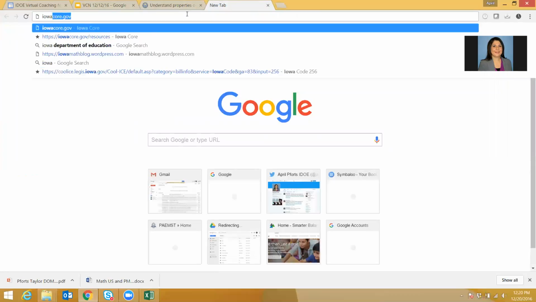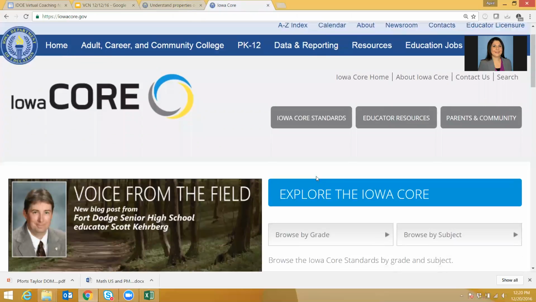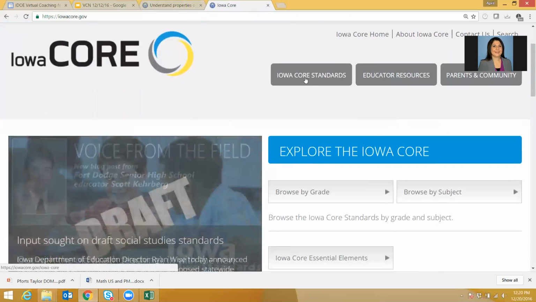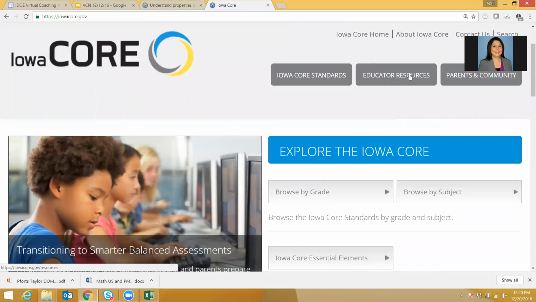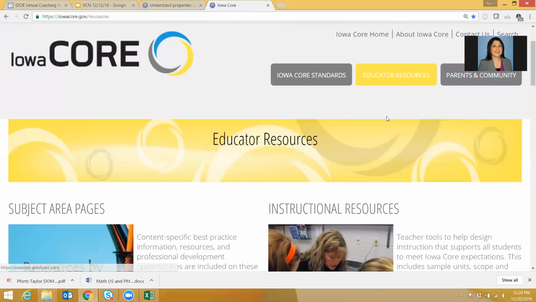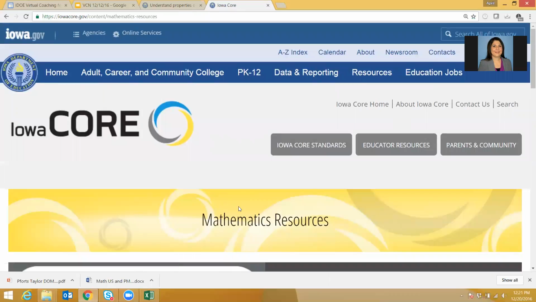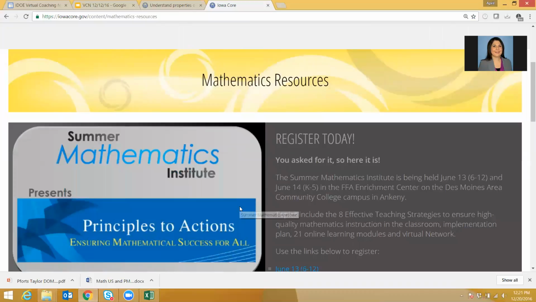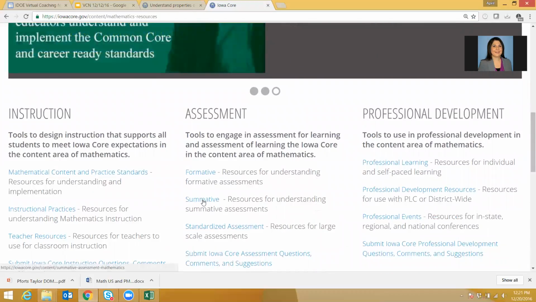And so what I'm going to do is I'm going to go back to the Iowa Core website and show you how to get to this information. So to get to those standards, I went to the Iowa Core Standards. And now to get to the resources, I'm going to go to the Educator Resources. Under the Educator Resources, you'll see that this opens up and we have mathematics. And I'm going to select that because as the math consultant, that's our page. And then I'm going to go down to assessment and go over here to summative.